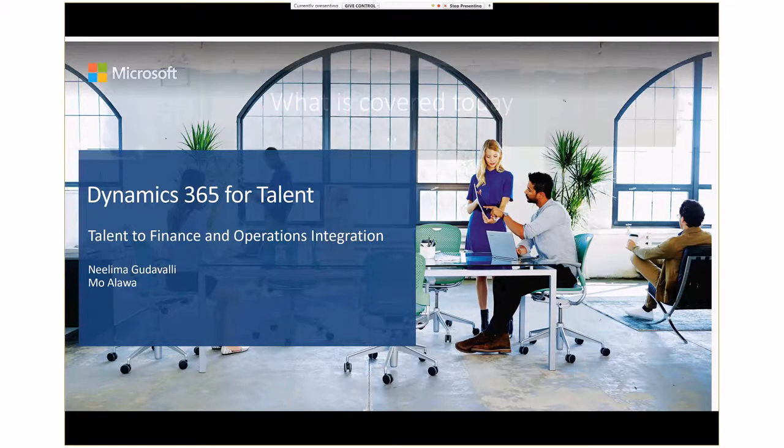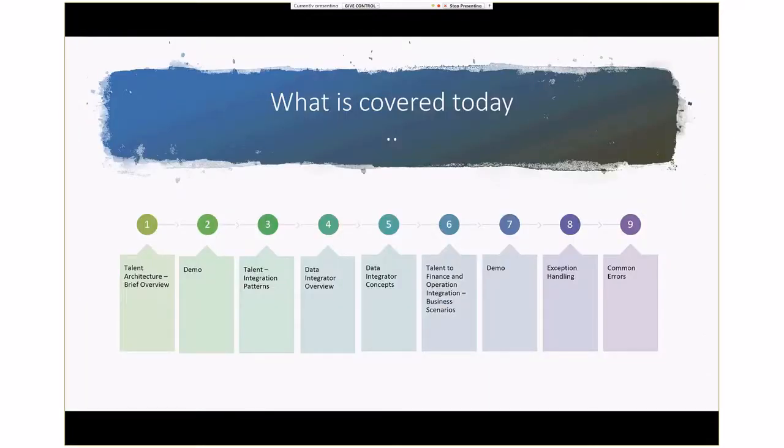We would like to cover talent architecture, a brief overview supported by Common Data Services for Apps now. Then we also wanted to talk a little bit about the talent integration patterns that we have in the product today. Then comes the topic of Data Integrator, a brief overview and the integral parts of the Data Integrator, the concepts. Then we will discuss the talent to finance and operations business requirement and the scenarios where you have to use this integration pattern, followed by a brief demo which will help you understand how to set up projects, add new tasks and customize the projects, etc.